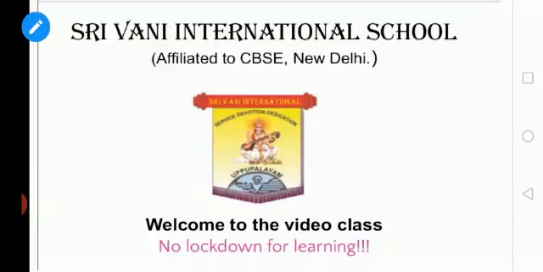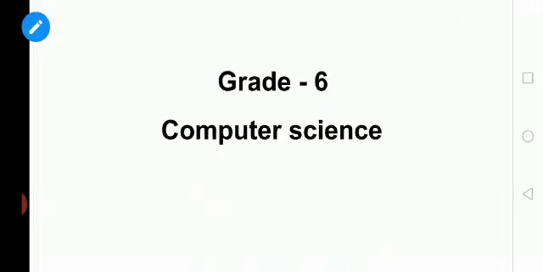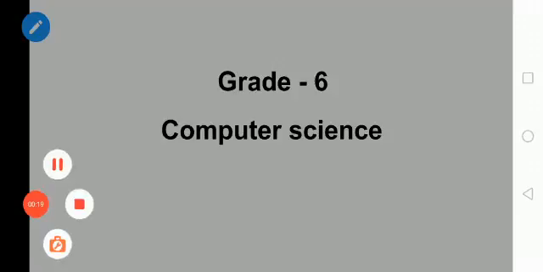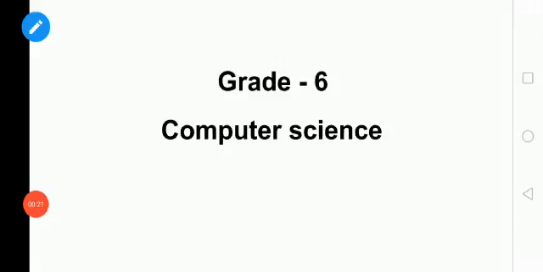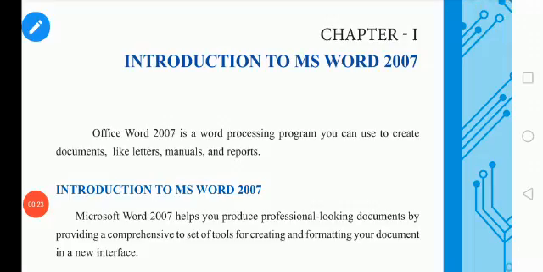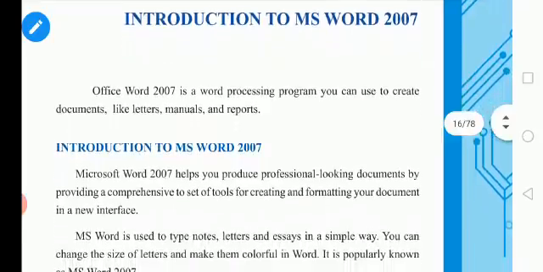Good. So in grade 6 computer science we are going to continue with chapter 1. Before getting into the topic, let me have a short recall of the previous class. Do you remember what we have seen in the previous class? Yes, introduction to MS Word. Let me have a small review and then we can continue with the remaining topic.